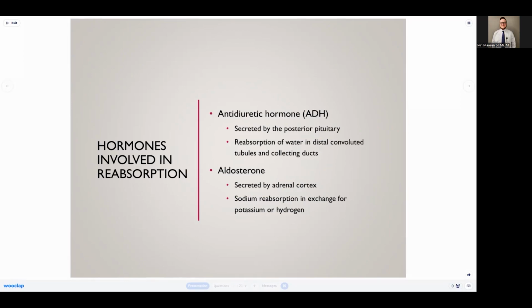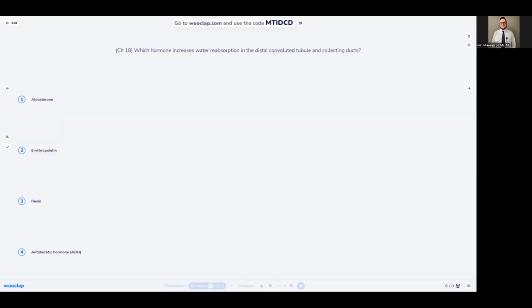Aldosterone is more about the tubules themselves targeting sodium, whereas ADH is more about specifically allowing the collecting duct areas to reabsorb more water back into the vascular system. So which hormone increases water reabsorption in the distal convoluted tubule and collecting ducts? The key to that is water reabsorption. The latter is about sodium reabsorption, which then water follows. So in that case, the correct answer is number 4, ADH.